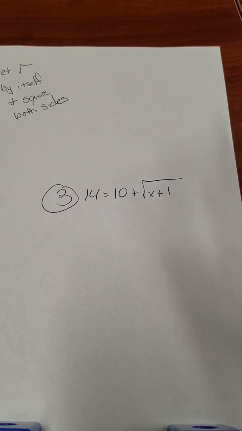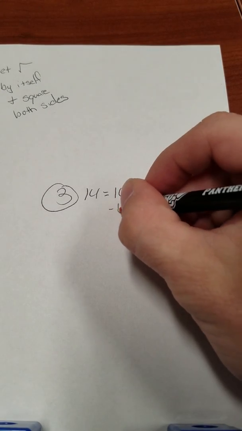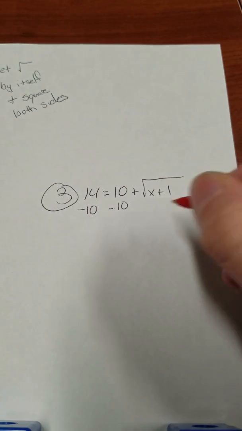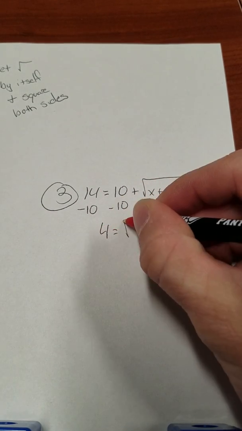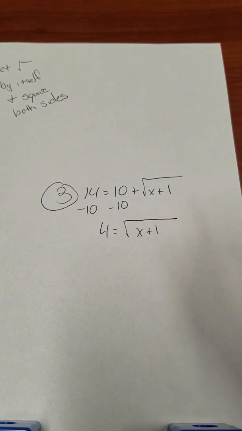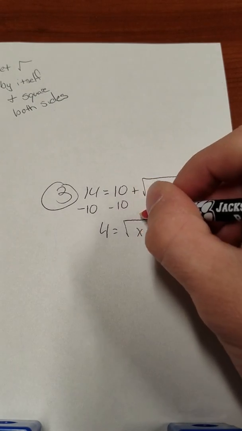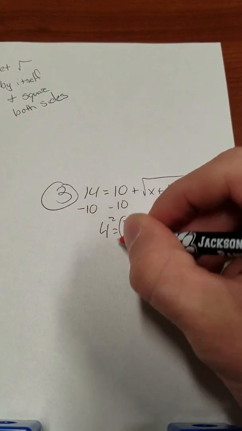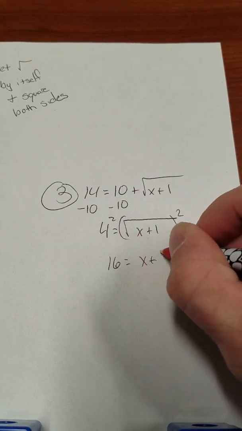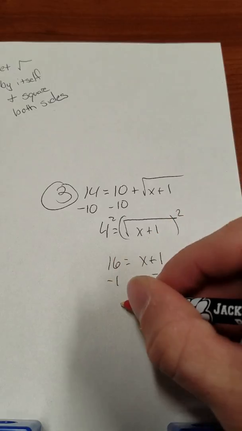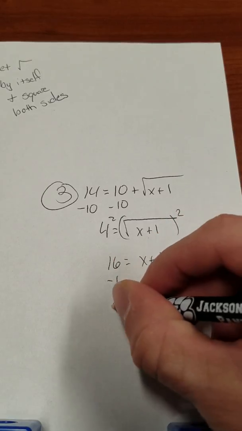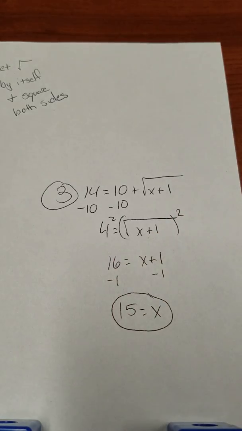All right, so you have to get the square root by itself. Subtract 10 from both sides. 4 equals square root x plus 1. Square root equals a positive number, so we can solve it. Square both sides. 16 equals x plus 1. Subtract 1. 15 equals x. And there we go. That would be our solution. So that's what we have to do when dealing with one square root in an equation.